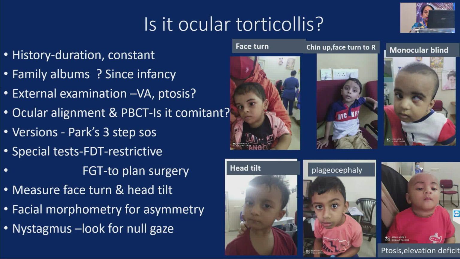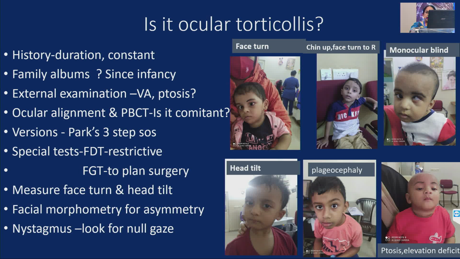So, how do we come to a conclusion whether it is ocular or not? So, proper history, duration, constancy, laterality, family albums may show whether it has been there since infancy. Examination to see whether visual acuity is equal in both eyes, ptosis is there, ocular alignment, PBCT to measure the deviation, whether it is comitant or not, versions, and sometimes Park's 3-step test whenever necessary, and some of the special tests like force duction test to rule out a restrictive component, and force generation test to plan surgery, and measure face turn and head tilt also.